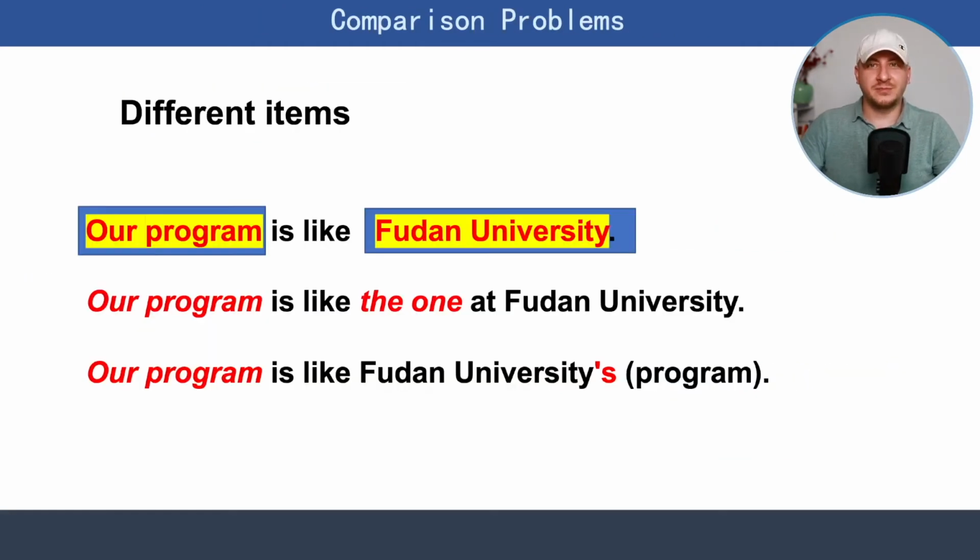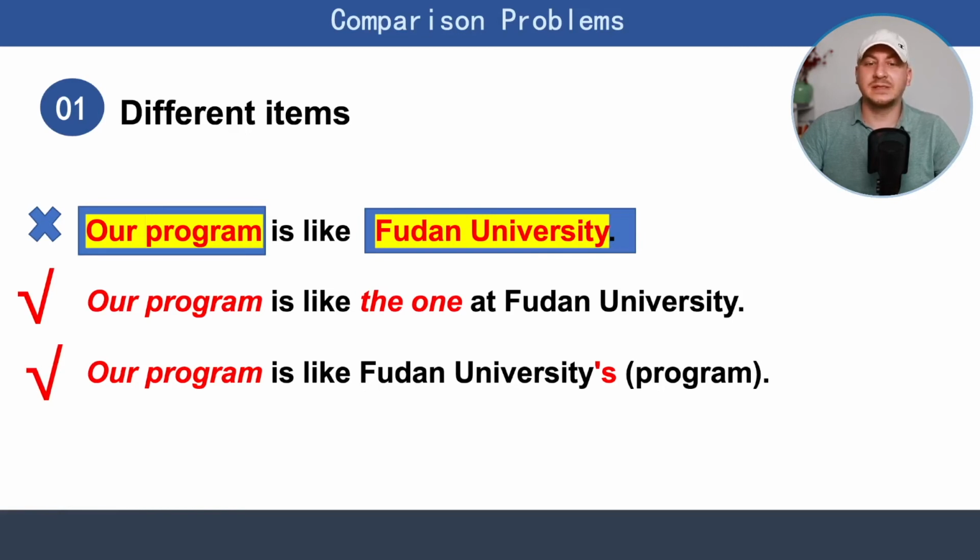When we have comparison problems, it means that something is not equal. So when we compare, we need to make sure that both sides are equal and we are comparing two same things. For example, our program is like Fudan University. So on one side, we are talking about the program, and on the other side, we have Fudan University. So we have two different things. To improve this comparison, we can say our program is like the one at Fudan University. So our program is like the program at Fudan University. Or we can say our program is like Fudan University's.